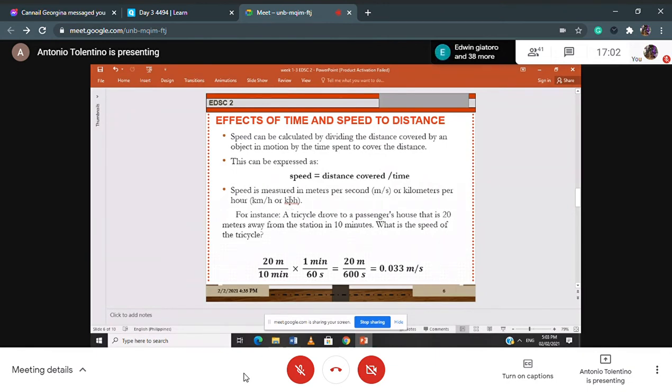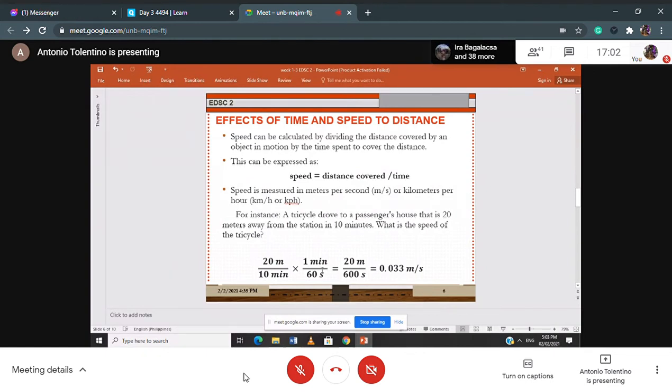So if it's minutes and seconds, we use meter per second. But if it's kilometer, and the time is in hours, we use kilometer per hour. For example, this problem: A tricycle drove to a passenger's house that is 20 meters away from the station in 10 minutes. What is the speed of the tricycle?